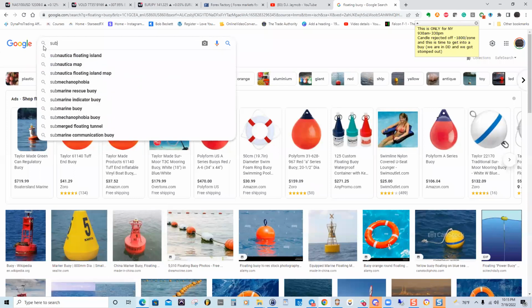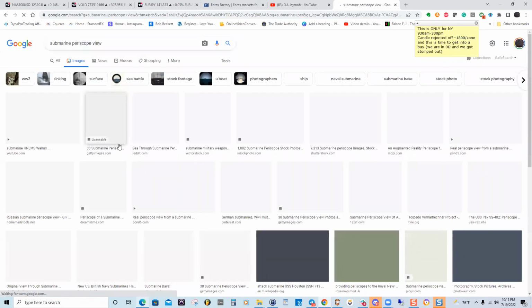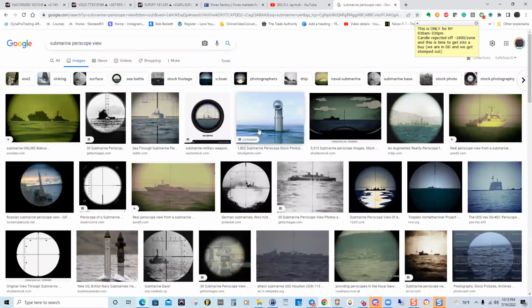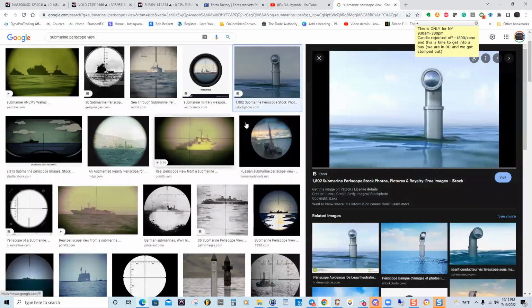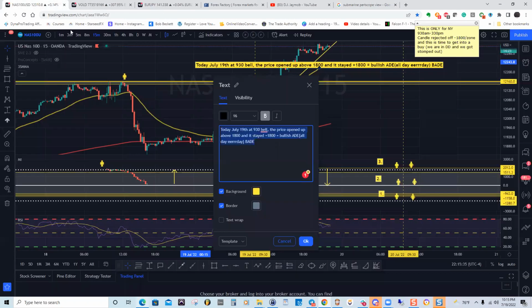I like to use these, like the submarine. What's the periscope? Periscope view, right? So what is this? Look at this. See that? Perfect example, right? See this here? If you have this, you're bullish, right? That makes sense? You're not in the water, he's up here someplace. So if you have the 9:30 bell dismiss, you're bullish all day, every day.